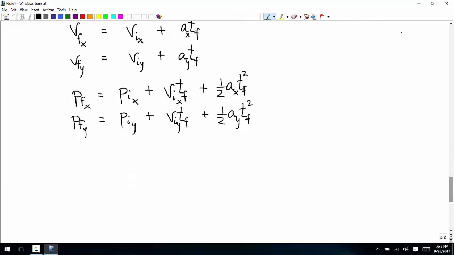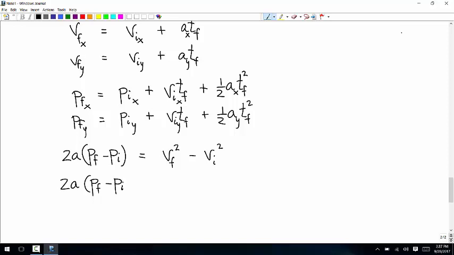And then the fifth and sixth equations come from this one. 2 times A times the quantity PF minus PI is equal to VF squared minus VI squared. Write that twice. And so the first one is x components, and the second one is y components.